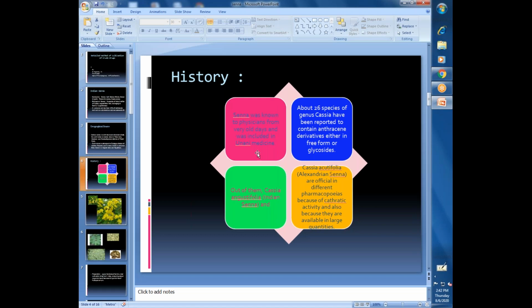Either in the free form, as such, as anthracene derivatives, or as anthracene glycosides, they are present in the plants. Out of them, Acacia angustifolia, which we know as Indian Senna or Tinnevelly Senna, and Acacia acutifolia, which is also known as Alexandrian Senna, are official in different pharmacopoeias because of their cathartic activity and because they are available in larger quantities. There might be 26 species, but the maximum amount comes from Acacia angustifolia or Acacia acutifolia.